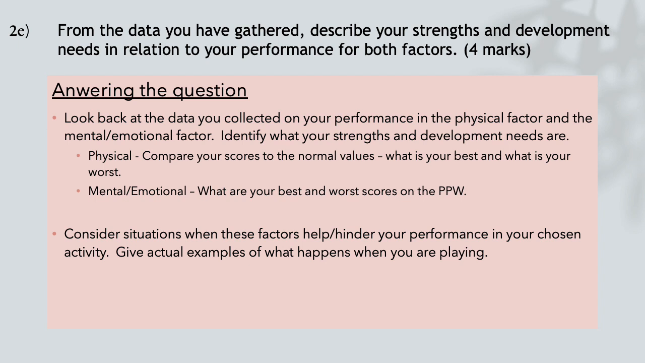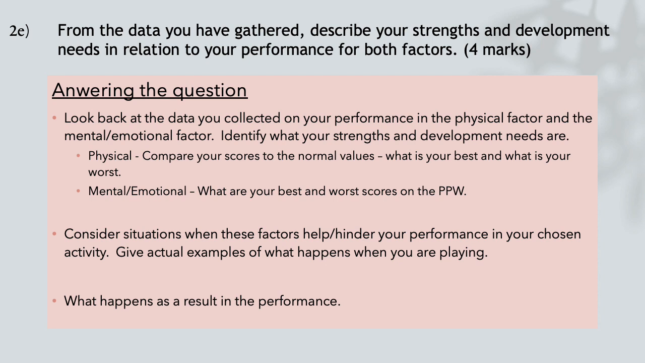After having done that, you need to consider situations where the factors you've identified as your strengths and weaknesses might either help or hinder your performance in your chosen sport. When you're doing this, I want you to give actual examples of what might happen in the sport because one of the factors is a strength of yours, or if it's a weakness. So you're going to be looking at something that might be a positive, if it's a strength, a situation where that factor is helping you to perform well, and if it's a weakness, you'll be looking at situations where that factor has a negative effect on your performance.